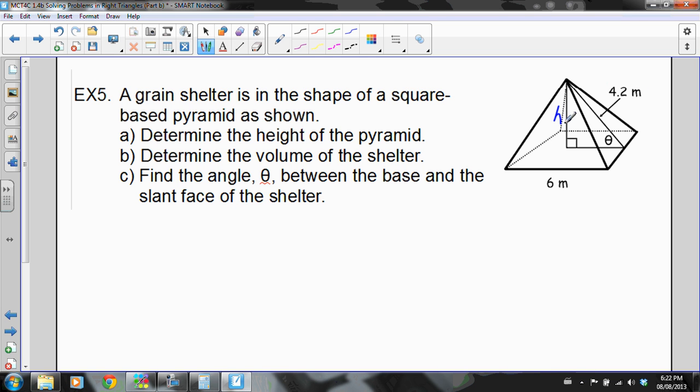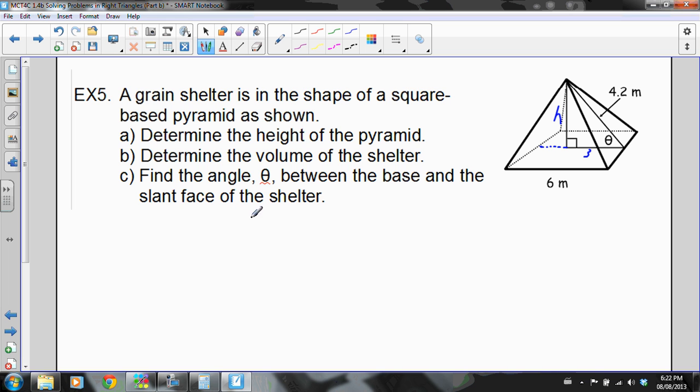How we find the height, if we look at that triangle sort of in the middle of the grain shelter, the height is one of the sides we want to find. There's this length, which we actually know, and then the slant height is the hypotenuse of that triangle. What's this length? Well, if I were to extend this all the way, this is 6 all the way across. So this has got to be halfway across, which is 3. The diagram's not perfect, but that's 3 meters.